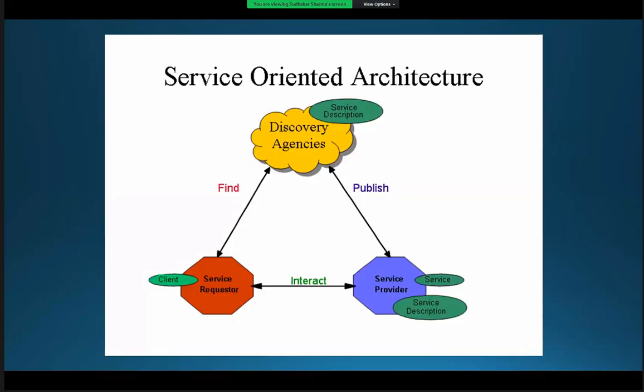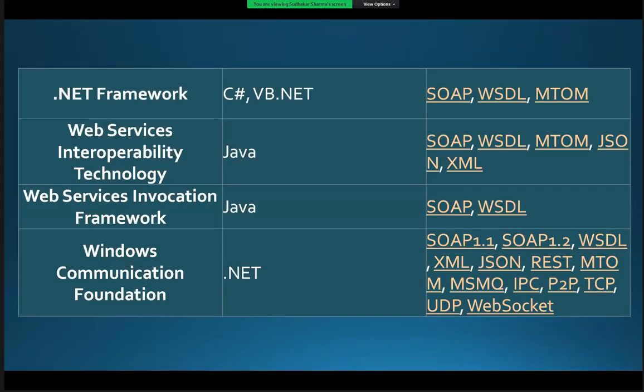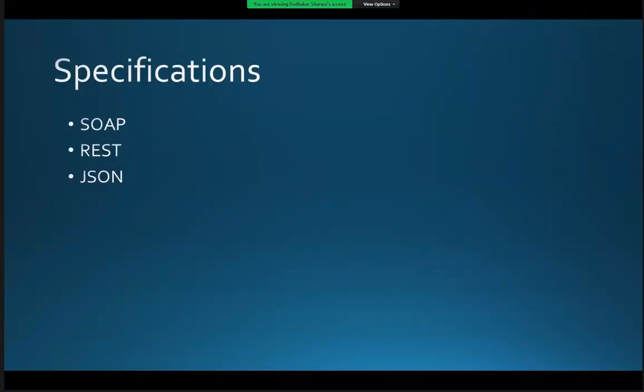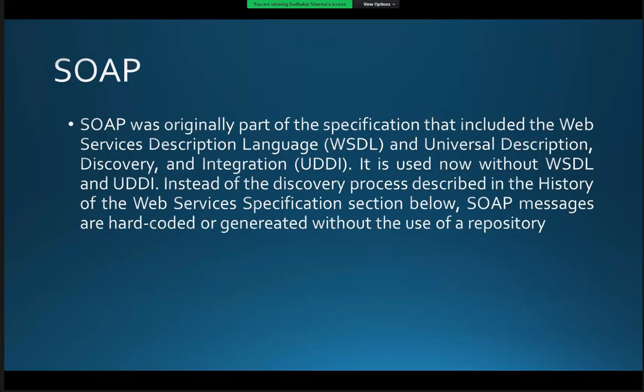So you see, this is all not required for you. These are web service specifications: SOAP, REST, and JSON. SOAP, Simple Object Access Protocol, uses languages like WSDL and UDDI. WSDL is Web Services Description Language, and UDDI is Universal Description, Discovery, and Integration. These are the languages used.